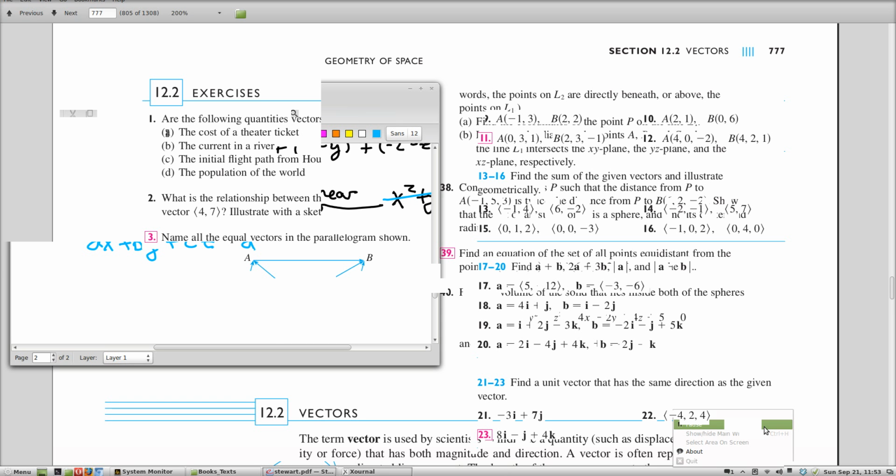A has only magnitude, it's not a vector. B has magnitude and direction, it is a vector. C has magnitude and direction and is a vector, and D has only magnitude, and so it's not a vector.